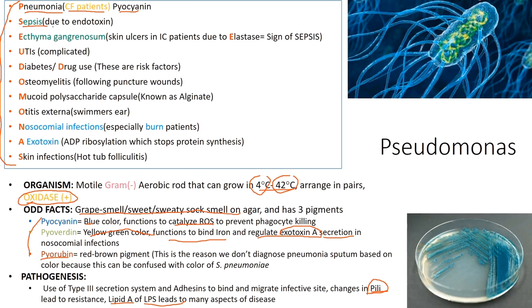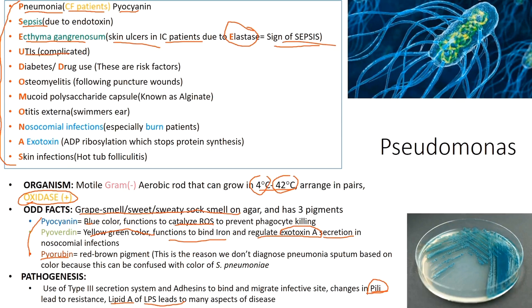And then it can cause sepsis, and this is due to the endotoxin, and ecthyma gangrenosum, which usually is associated with this sepsis. Whenever you see ecthyma gangrenosum, which are pretty much skin ulcers in immunocompromised patients, and this is due to the elastase that it produces, this is always pretty much a sign that this person has sepsis and we need to be getting them on antibiotics, or better ones, right now.